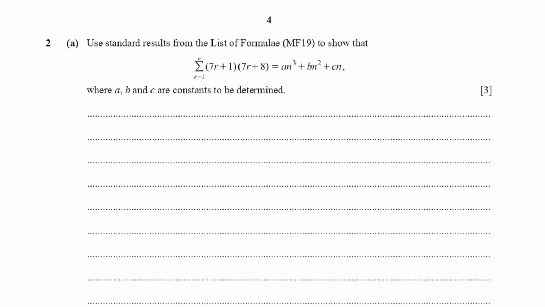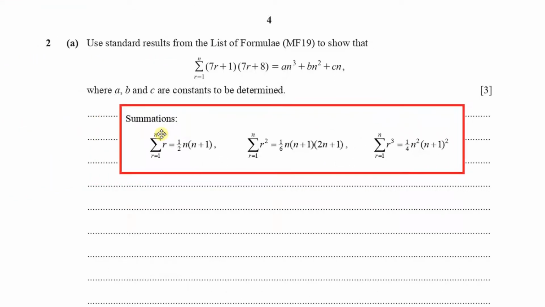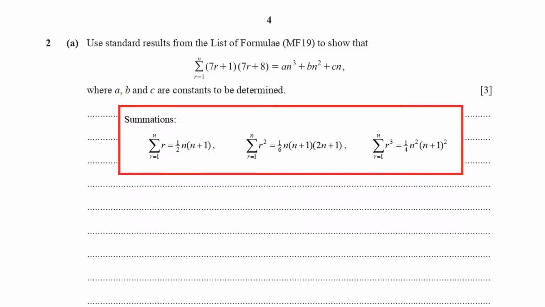Question number 2. Use standard results from the list of formulae MF19 to show that the summation from r equal to 1 to n of (7r plus 1)(7r plus 8) is equal to an cubed plus bn squared plus cn, where a, b, and c are constants to be determined. So here we are supposed to use the standard results, and this here is the set of standard results that we are expected to use. So you can find these from the list of formulae.